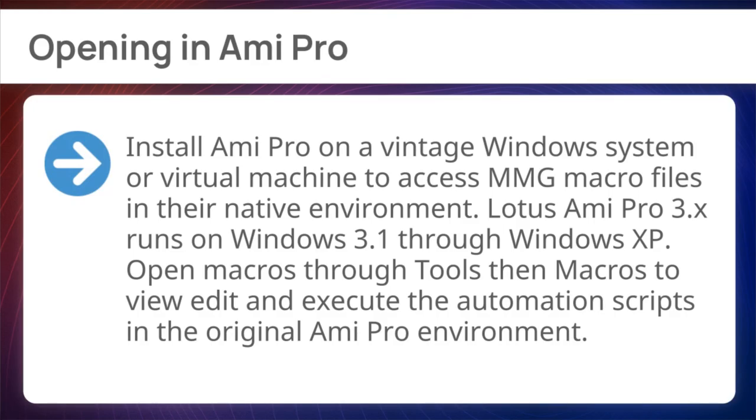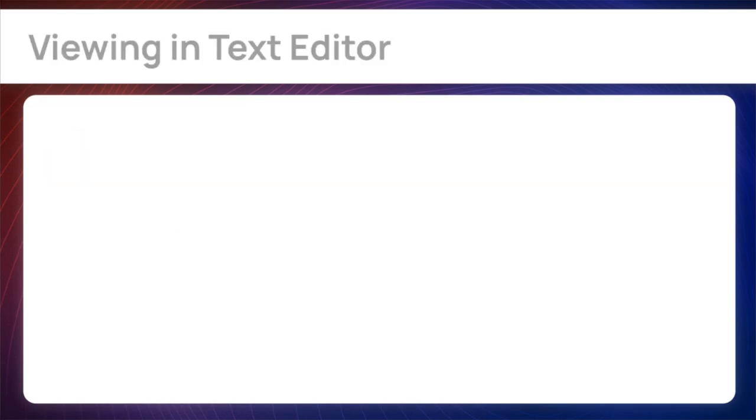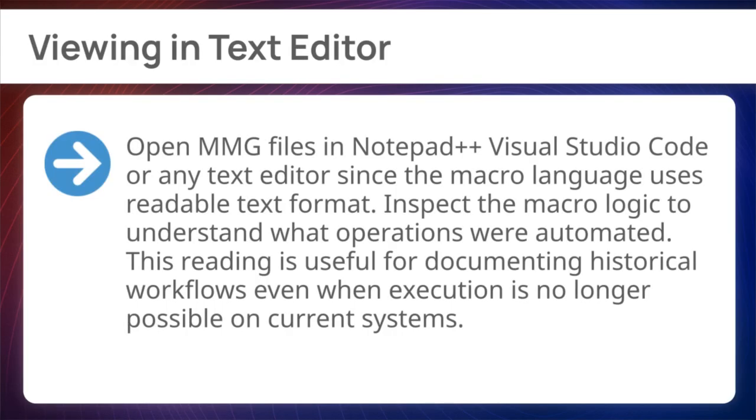Lotus AMI Pro 3.x runs on Windows 3.1 through Windows XP. Open macros through Tools, then Macros to view, edit, and execute the automation scripts in the original AMI Pro environment. Next, viewing in a text editor. Open MMG files in Notepad++, Visual Studio Code, or any text editor, since the macro language uses a readable text format. Inspect the macro logic to understand what operations were automated. This reading is useful for documenting historical workflows, even when execution is no longer possible on current systems.